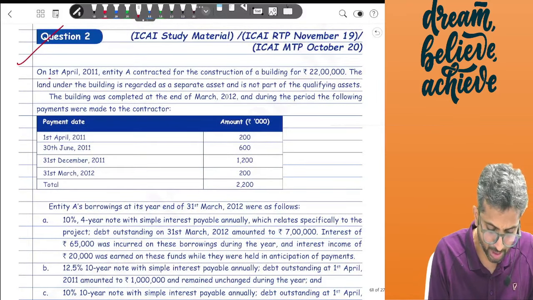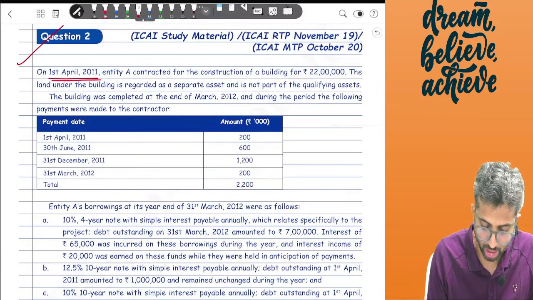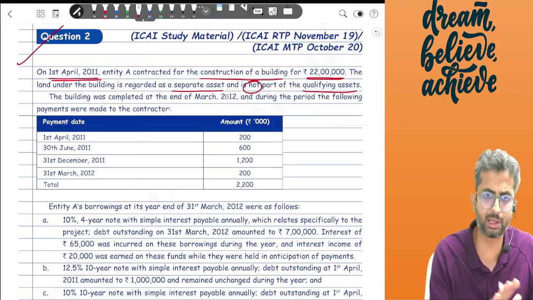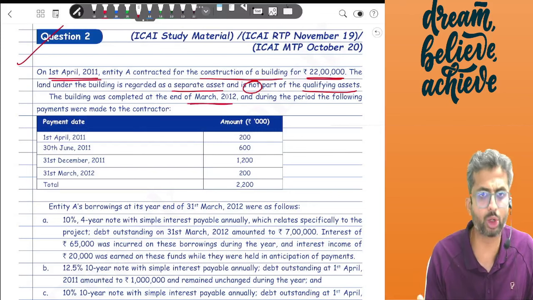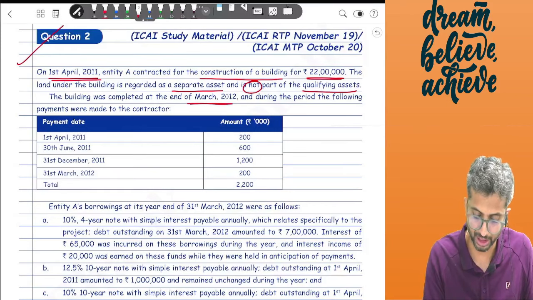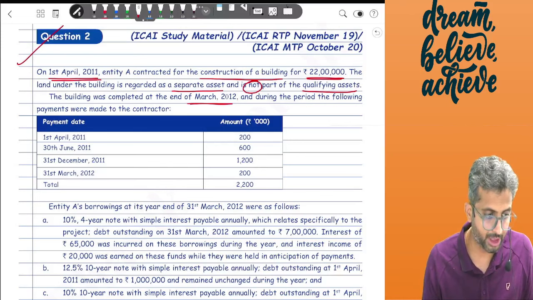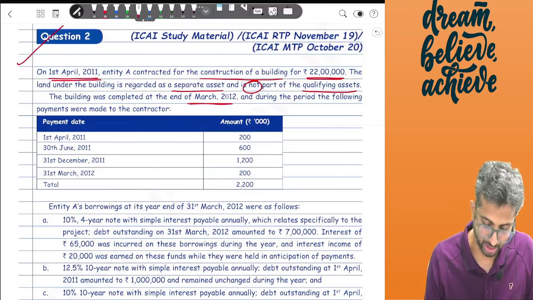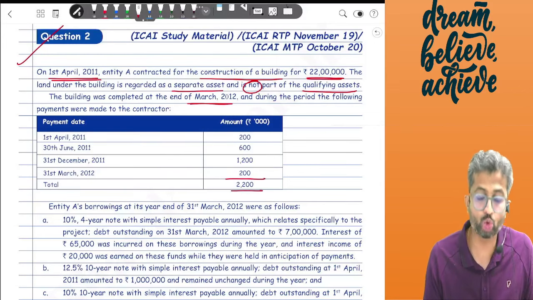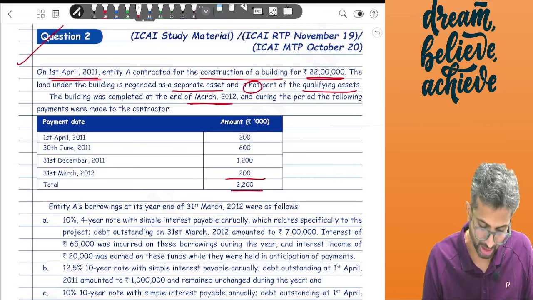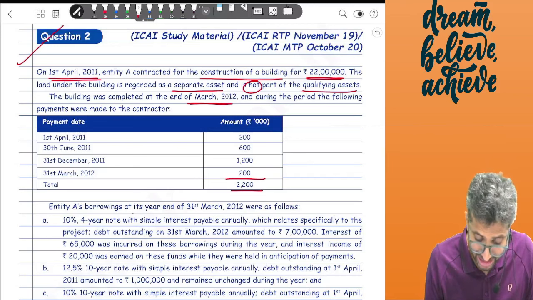On 1st April 2011, Entity A contracted for construction of a building for 22 lakhs. The land under the building is recognized as a separate asset and is not a part of the qualifying assets. So land is separate, we are just looking at the building. The building was completed by the end of March, so it took a good 12 months, so it is generally a qualifying asset. And during this period, the following payments were made to the contractor. So you have a set of payments, totaling up, everything is in thousands, to 2200 in thousands, that is 22 lakhs.